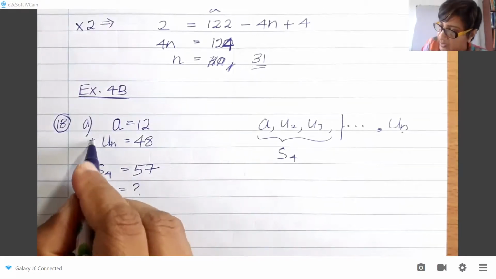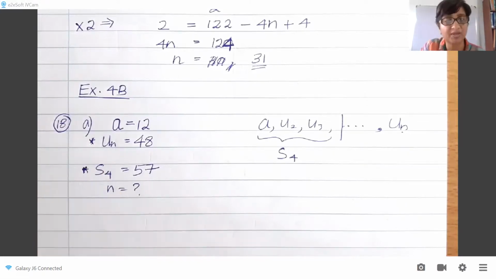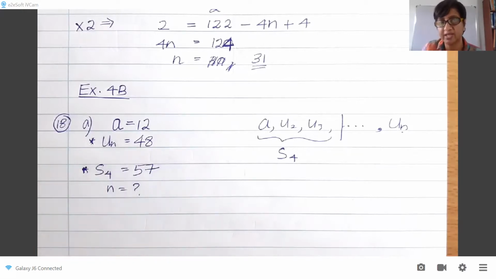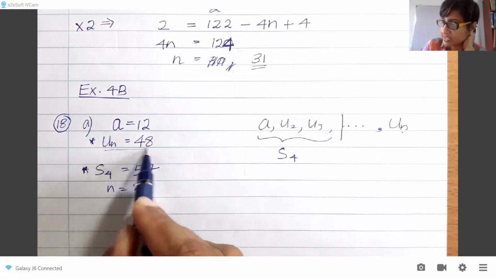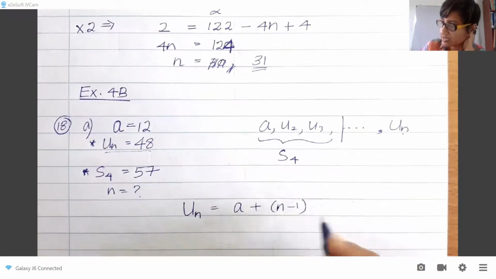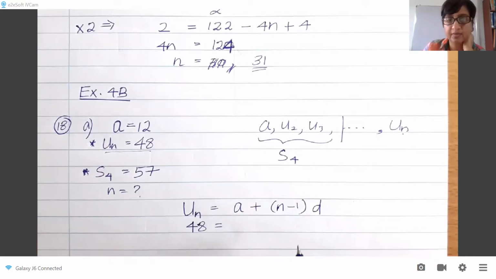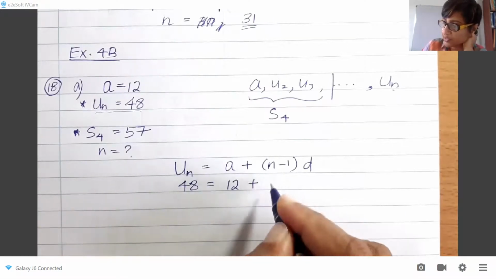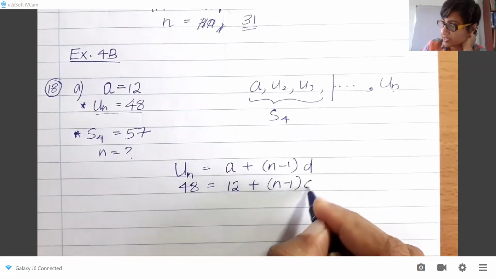Again, here are the two things to which we can apply formulas. We have Un given as 48. We can apply the Un formula for that. We have an S given. We can apply a formula for that. Let's do this first. So Un we know is a plus n minus 1 times d. This is 48. A is 12. We don't know d. Let's keep it like that.